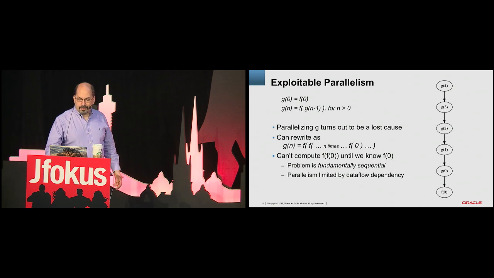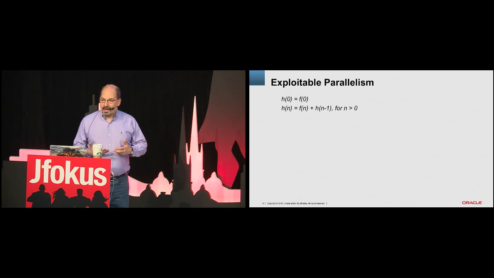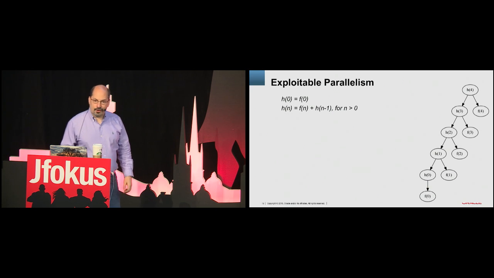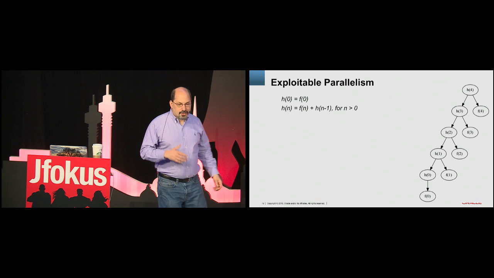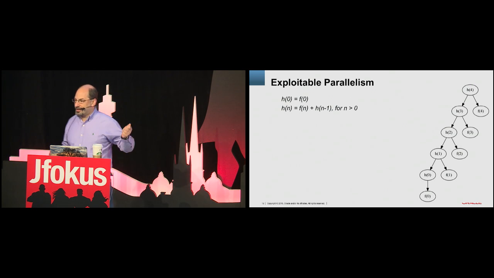On the other hand, the function h, which looks a little bit similar, is actually quite parallelizable. But if I took a naive implementation and implemented it straight off of the definition, I would get a data flow graph that looks like this, which still has me sequentially computing f of 0, f of 1, f of 2, f of 3, et cetera. But this is not the only way to compute this. I can rewrite this function.